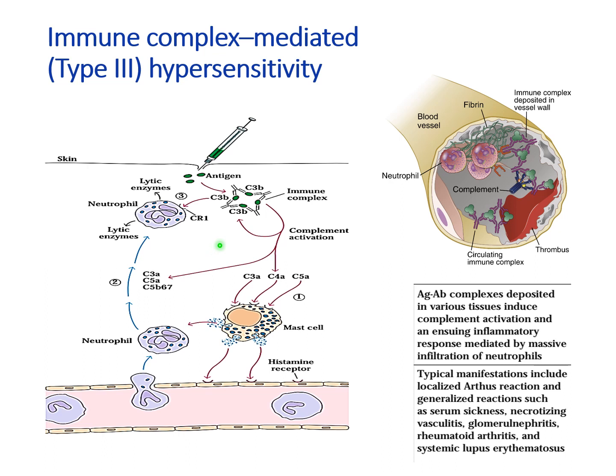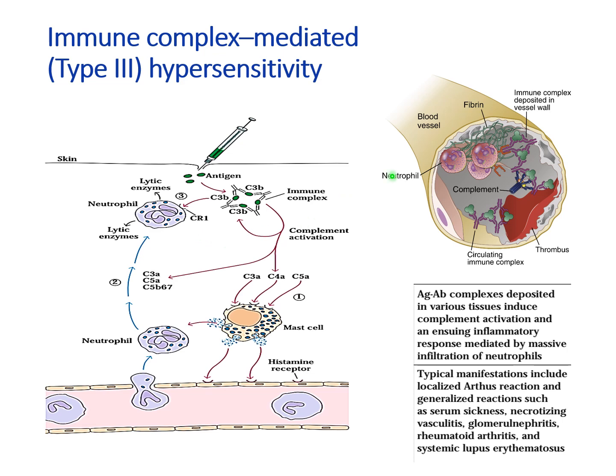This produces complement proteins that mediate mast cell degranulation, and they can chemotactically attract neutrophils. So this will stimulate lytic enzymes from neutrophils that will try to phagocytose your C3b coated immune complexes.